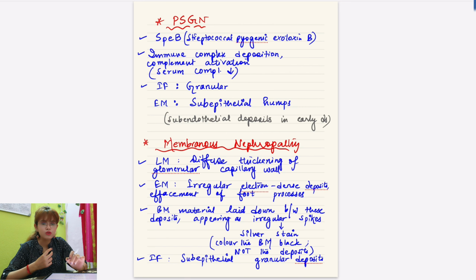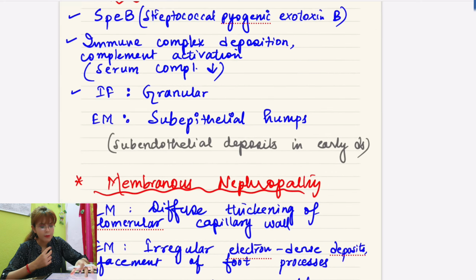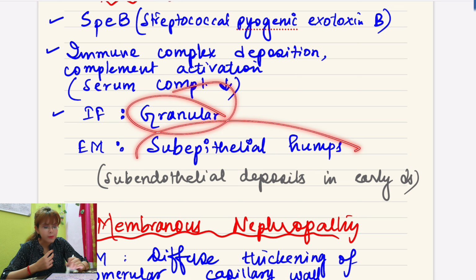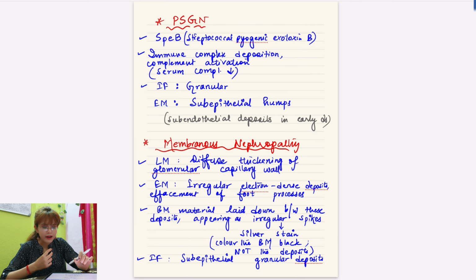In the MCQ they will be asked, and you will again get confused if you don't remember each of these words. But here there is no electron dense deposit, here there are humps. So this word is classical of PSGN. This is subepithelial in position. So granular subepithelial humps, similar to the findings in membranous nephropathy.